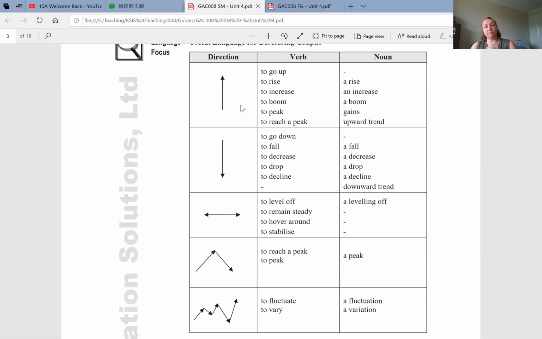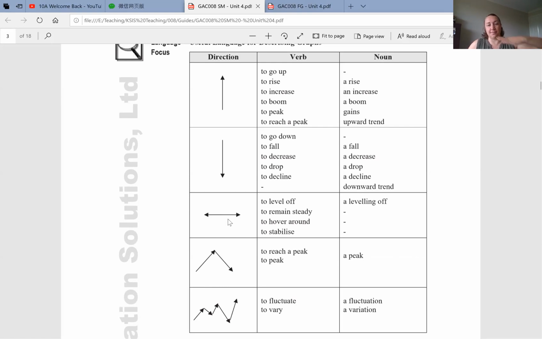Got the arrow going down: to go down, to fall, to decrease, to drop or to decline; a fall, a decrease, a drop, a decline, downward trend. And I do encourage you to try and memorize these in preparation for the assessment. And it's just going to improve your general vocabulary as well.